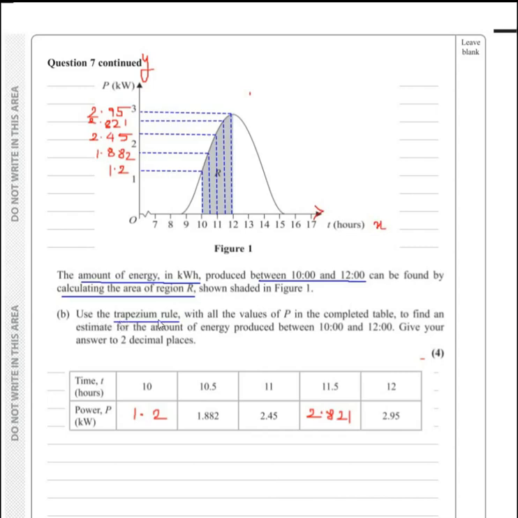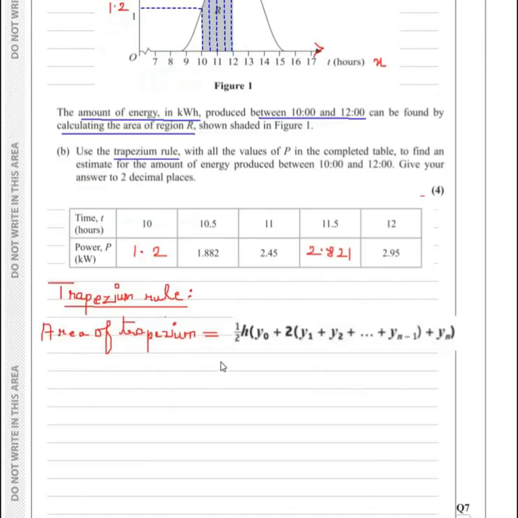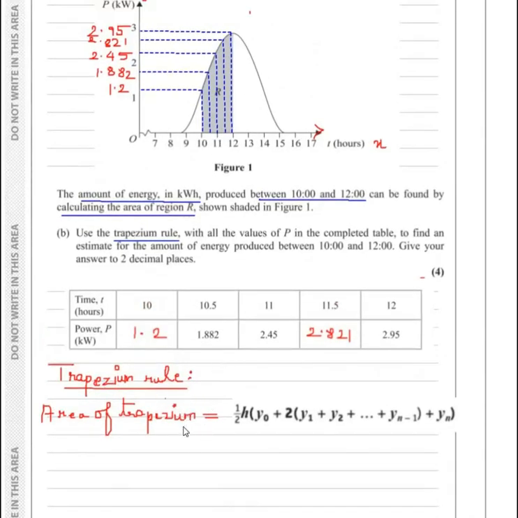Now we have to use the trapezium rule with all the values of P in the completed table. So they have asked us to use the table to find out the area R by using the trapezium rule. So let us write down the trapezium rule over here. This is the trapezium rule. I have written here area of trapezium is given as half times h multiplied with y0 plus 2 multiplied with y1 plus y2 and so on, plus yn. Now here we'll see what is h.